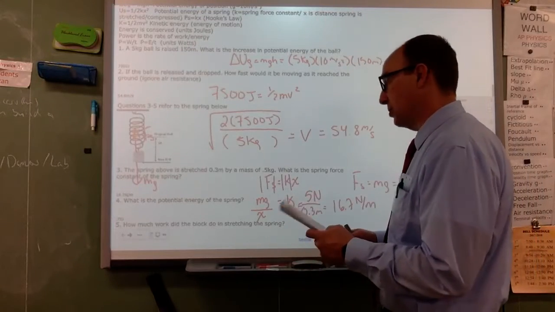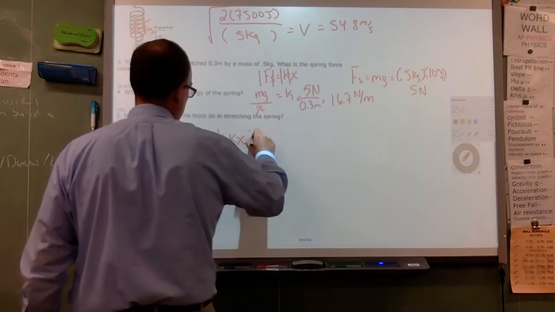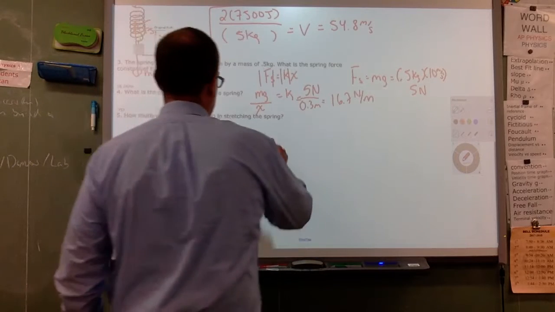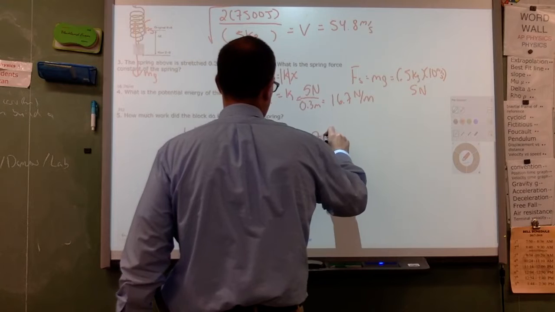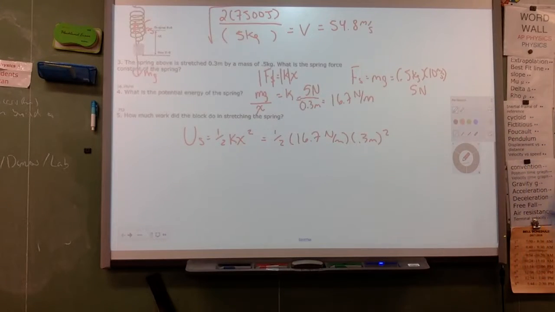All right, how much work did the block do in stretching the spring? That's going to be how much energy was put into it, and so I'm going to use my 1/2 K x squared formula. And I got 0.75 joules.